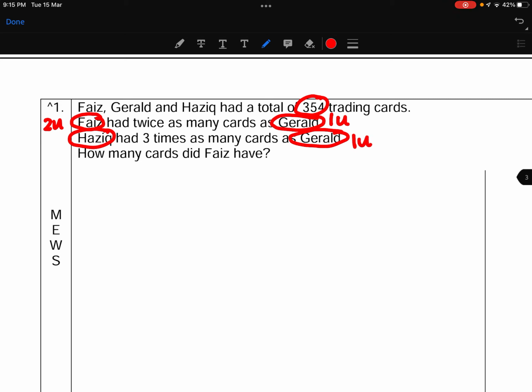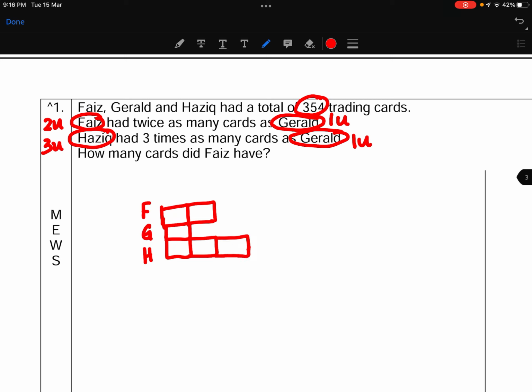So this is 1 unit. Haziq has 3 units. Now, as you can see, even though Gerald is repeated twice, like his name appears 2 times, the amount of units did not change. So I can safely just draw the number of units for Gerald, which is 1 unit. I'm going to put him in the middle. I'm going to put Faiz on for 2 units. I'm going to put Haziq for 3 units.